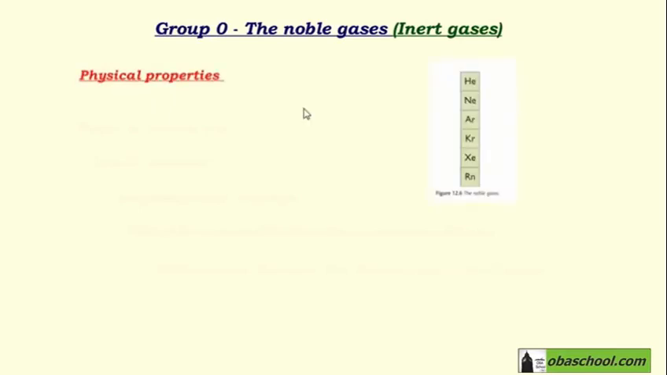Look at this figure. This is group 0. Let's see its properties. They are all colorless gases. All these gases are colorless. Radon is radioactive. Radon is the last gas in this group.